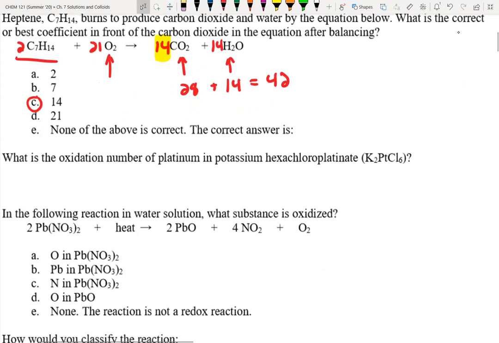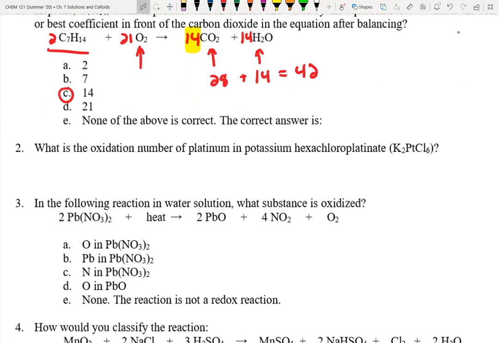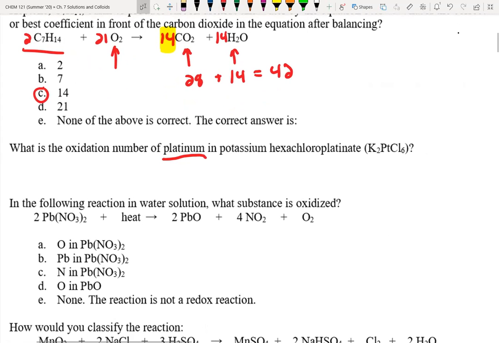Okay, and then number 2, what is the oxidation number of platinum in potassium hexachloroplatinate? So this one's a little bit weird to think about. But platinum, if we think about it, is in that middle section of the periodic table. It's that transition element block, which means it's really hard to predict its charge and hard to predict its oxidation number. But let's try to figure out what's going on here.